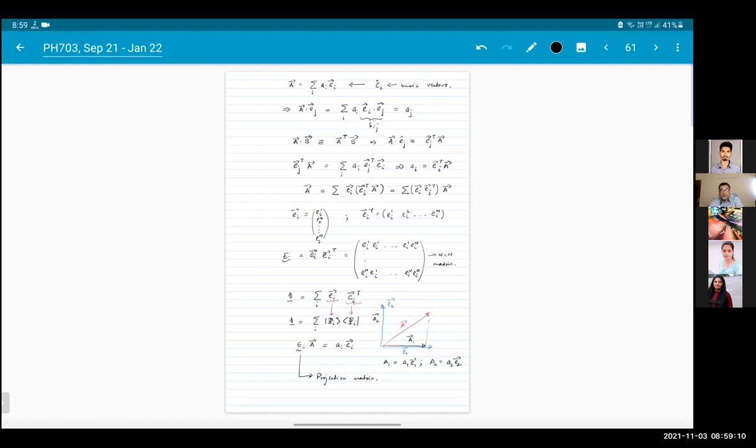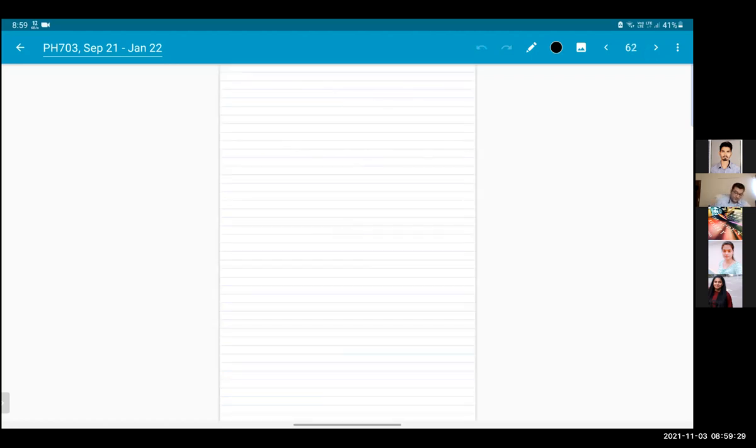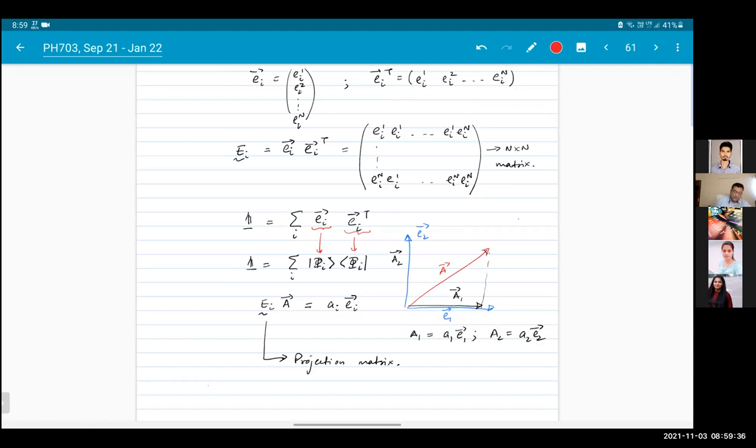They are from the first chapter of Sakurai. Sakurai is one of the textbooks that I'm using for this course. So let me give you these exercises. We have exercise 1.6, 1.7A, 1.8, and 1.10 from Sakurai.